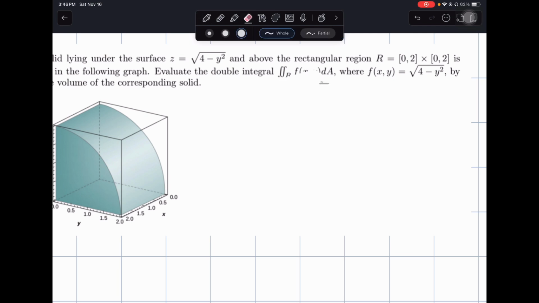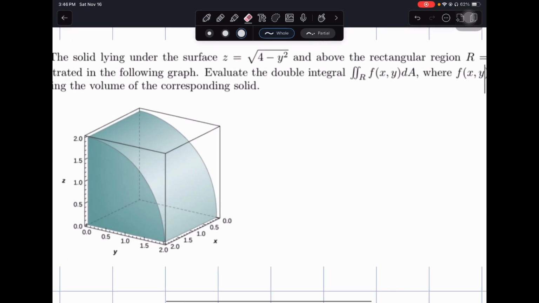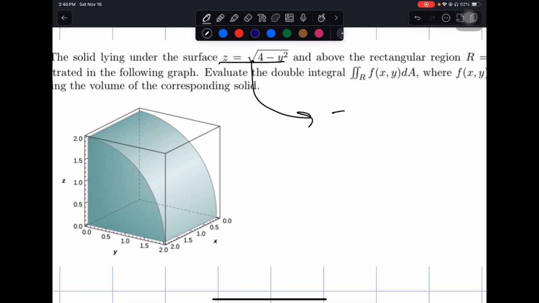So to start off, we've been given that z is equal to the square root of 4 minus y squared. What does this tell us? This tells us that z has to be greater than or equal to 0. Why? Because there cannot be a negative number inside the root. So z has to be greater than or equal to 0. Okay, that's the first thing we know.